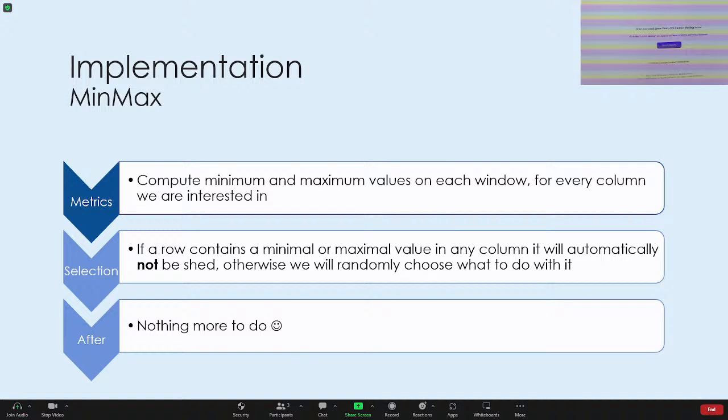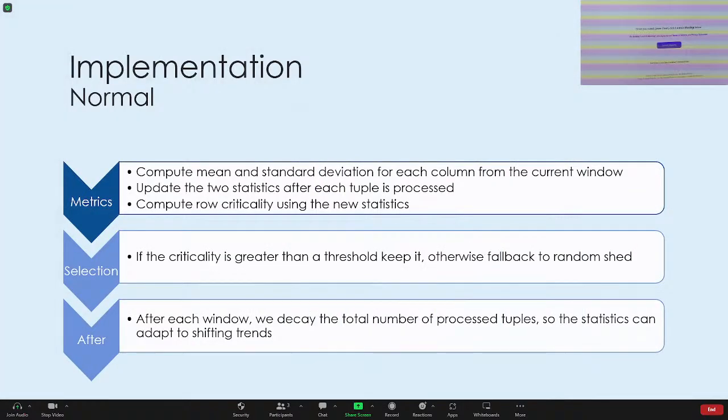As we can see, the min-max is implemented basically how you would expect. We find minima and maxima, and then we compare them with each row. And if the row contains minimal or maximal values, then we consider it important. Then we have the normal implementation, which computes the mean and standard deviation for each column of the row. And then we update the statistics after each tuple is processed and use that in order to deduce the importance of a row using standard deviations.